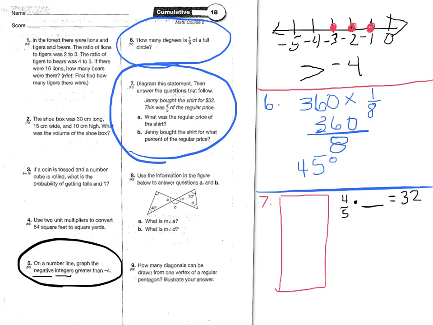Or you could look at 32 and go, well, if 32 is 4/5, okay, so I've got 5/5 here. 4/5 of it is 32. So take 32 divided by 4, and you're going to figure out that each fifth is 8. And 32 is 4/5 of that amount. So what's the regular price of the shirt? Well, that's 5 times 8, which is $40. Okay, that's pretty easy to figure out.